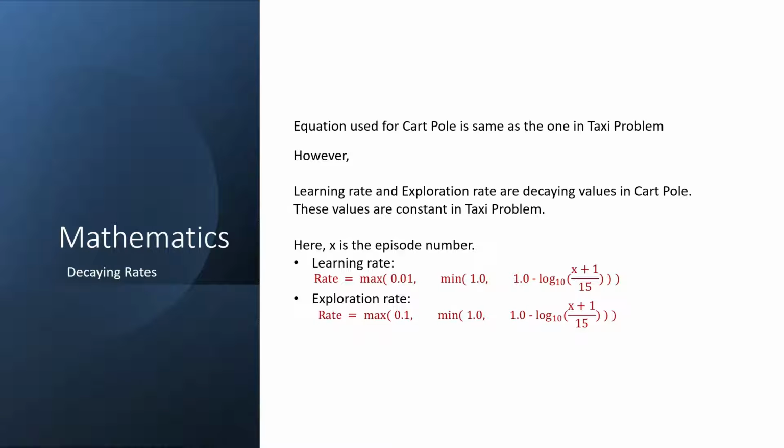Let us look at the first difference, decaying rates. As mentioned before, learning rate and exploration rate are very important to an agent for its decision-making process. In the cart pole problem, these values are variable and keep decaying as the episodes go by. The rate is calculated using these equations.